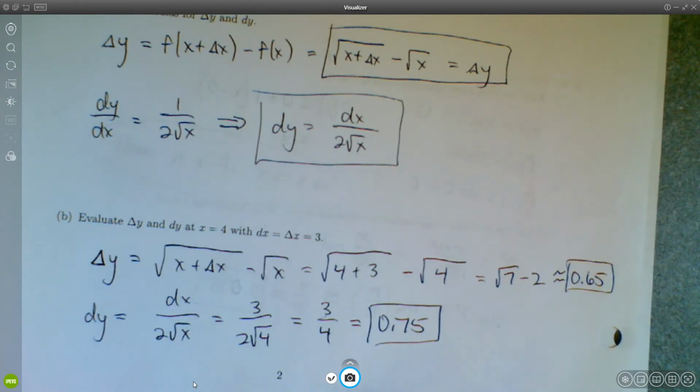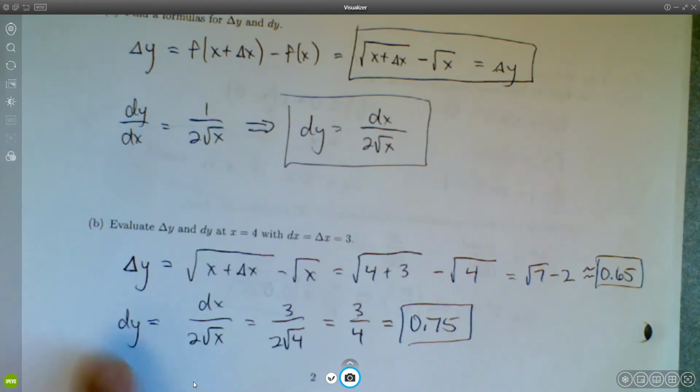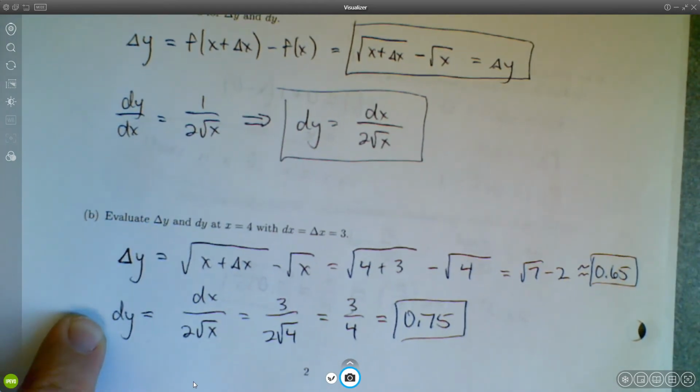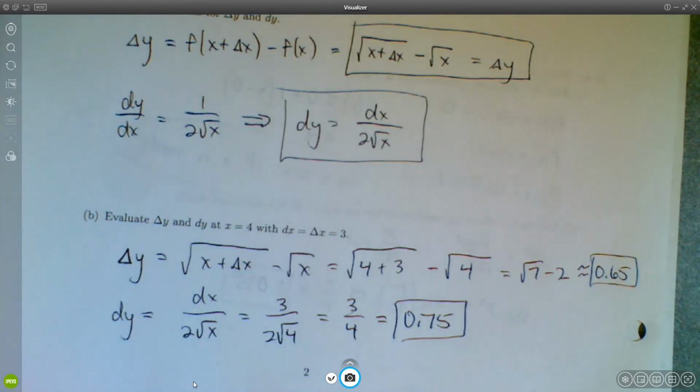Very good. So the main takeaway is that delta y is the increment, right? It's how much the actual function itself is increasing, the y values of the function. dy is the differential. It's how much the tangent line is increasing. Okay. All right.